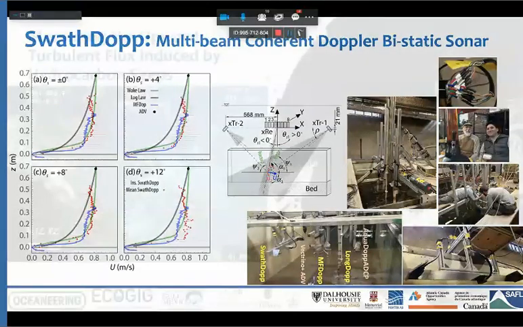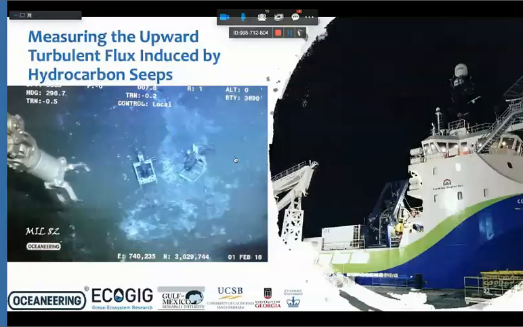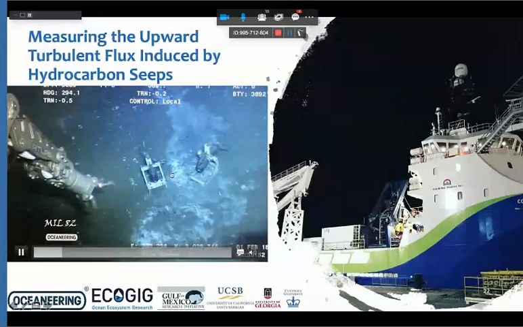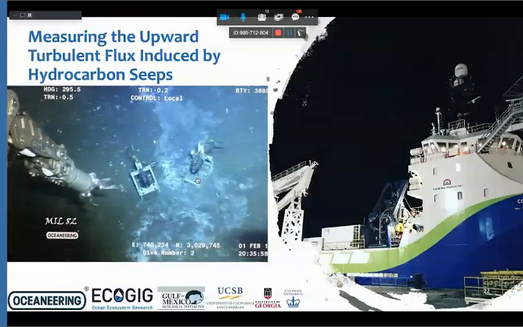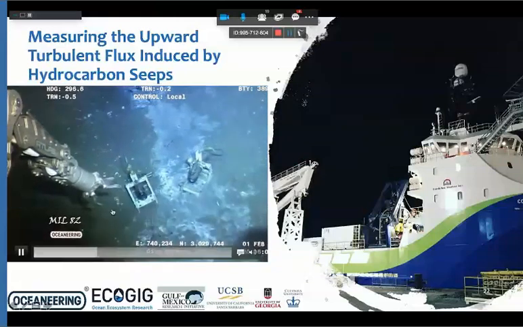And the other project that I'm currently involved in is measuring the upward turbulent flux induced by hydrocarbon seeps. You can see here that we are going to grab 2 of our cameras. I apologize for the slow speed. It's about 1,300 meters deep in the water, and we had 2 cameras.